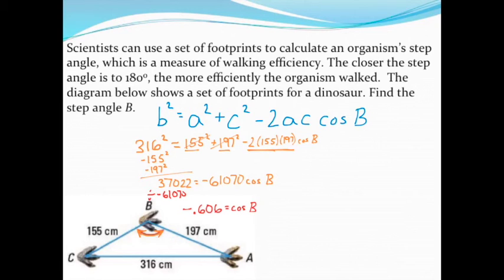And finally, to finish this, to get rid of the cosine of B, I have to do the inverse cosine of both sides. So making sure my calculator is in degree mode, I do the inverse cosine of negative 0.606, and we find that angle B comes out to be approximately 127.3 degrees.